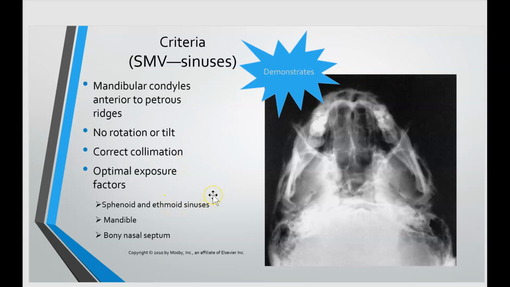Okay. And then your exposure factors, of course, are going to be optimal to see black and white between air and fluid levels. Okay, this shows your sphenoid and ethmoid sinuses. You've got an excellent view of your ethmoid sinuses here and your sphenoid sinus. It's going to show your mandible and your bony nasal septum.